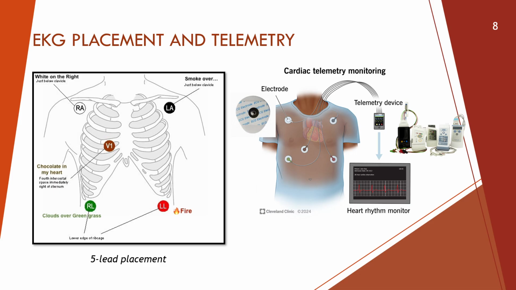After the electrodes are on the patient, you just need to attach the leads to each one. The order does not matter, but again, the location does. The leads are color-coded for this reason. So a good trick to remember where they go is white on the right, smoke over fire, clouds over green grass, and chocolate in my heart.